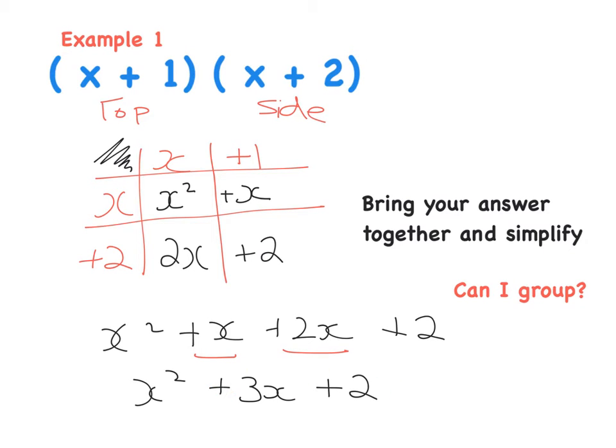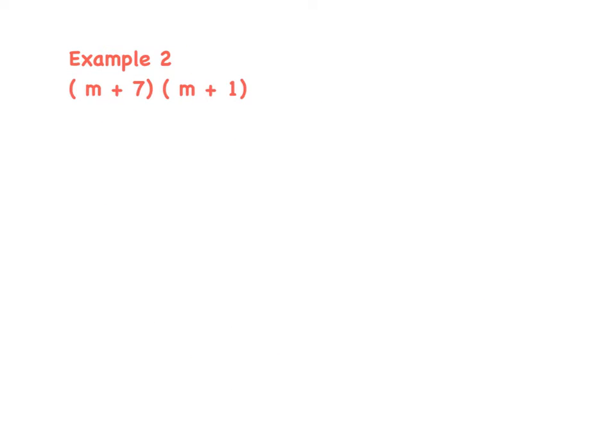And when we're writing the answer, we always try and put the variable with the highest power, or the letter with the highest power, at the start. So you can see here we've got x squared, and as I spoke about before, this is actually 3x to the power of 1, but we don't write the 1, plus 2. So we always try and put the highest power first, followed by the x, followed by the number.